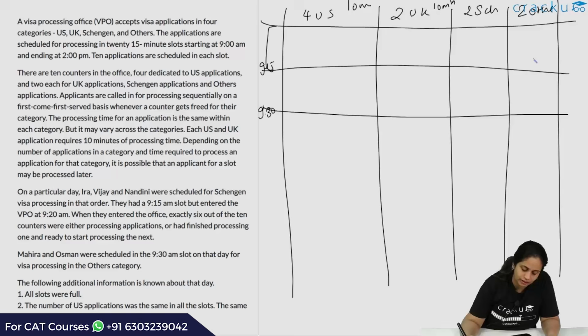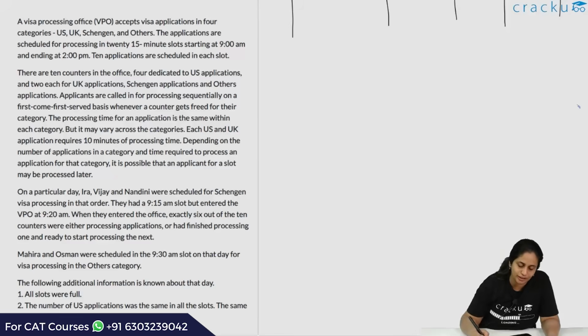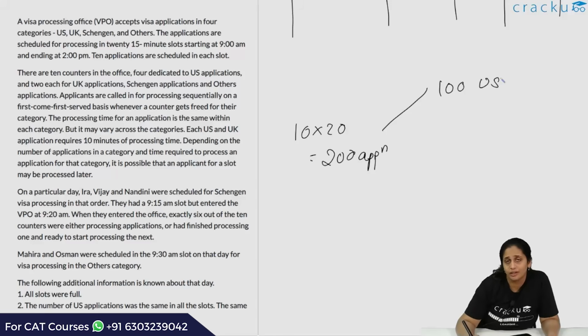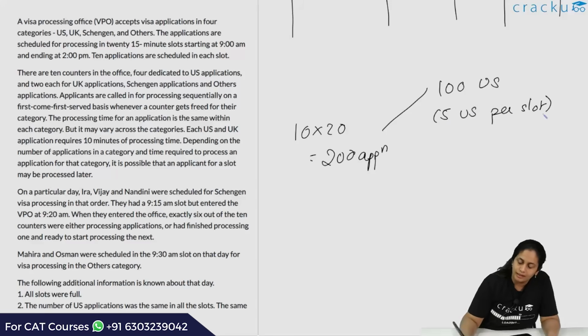All slots were full. The number of US applications was the same in all the slots. The same was true for all the other 3 categories. 50% of the applications were US applications. So you have essentially 10 applications for each slot. There are 20 slots. So total is 10 into 20. There are a total of 200 applications, of which 50% are US. So there are 100 US applications and there are the same number of applications per slot, 20 slots. So there are 5 US applications per slot. Now, there will be some for UK, there will be some for Schengen and then there will be some for others.